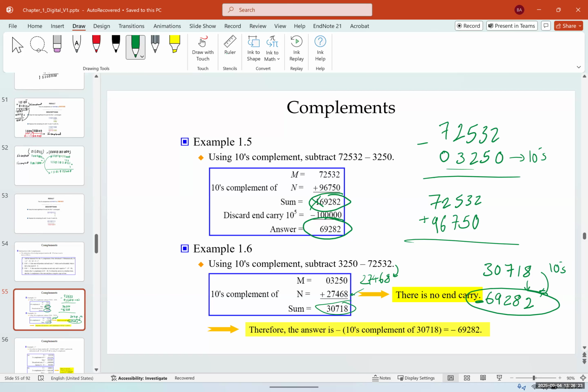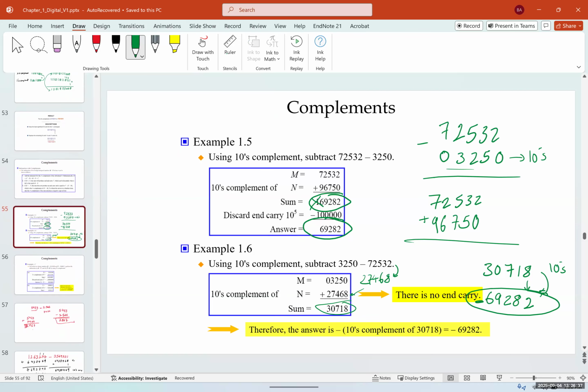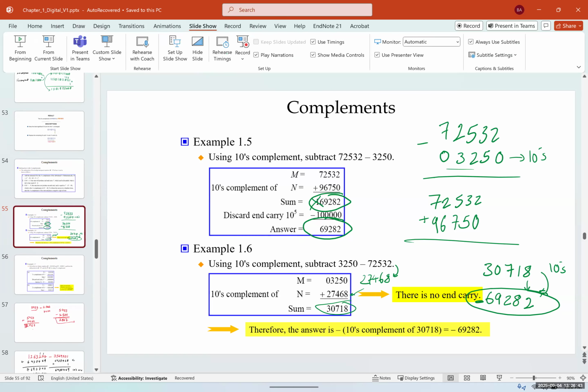So this is the tens complement of it. Therefore, the answer is going to be the negative tens complement of 30,718, which gives us negative 69,282. Is it clear? Yes? Okay.